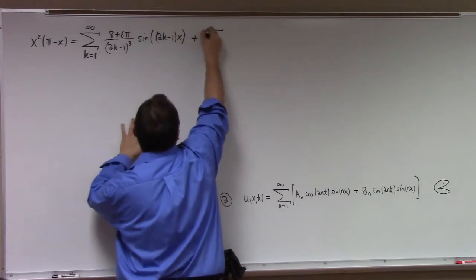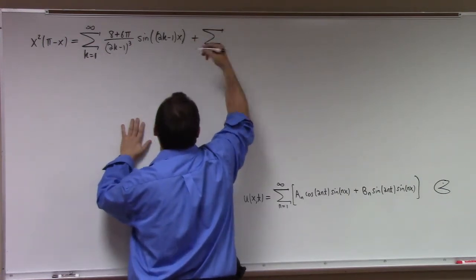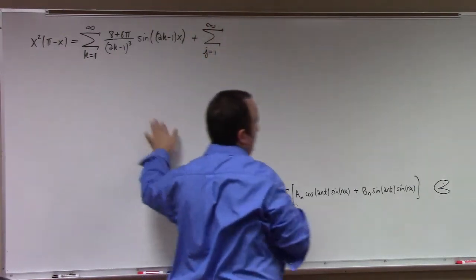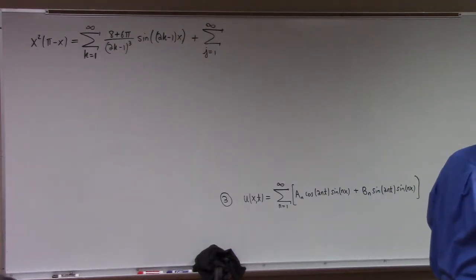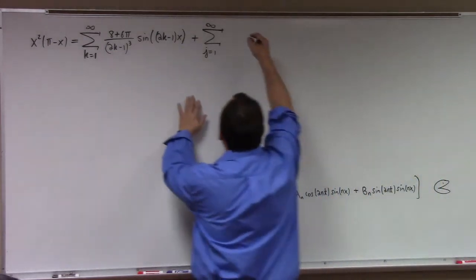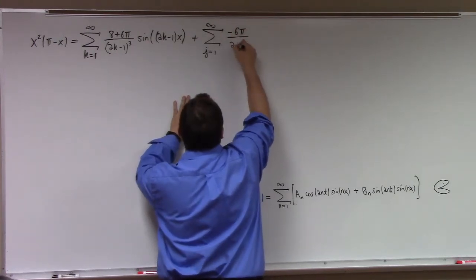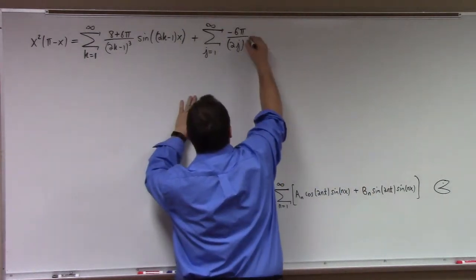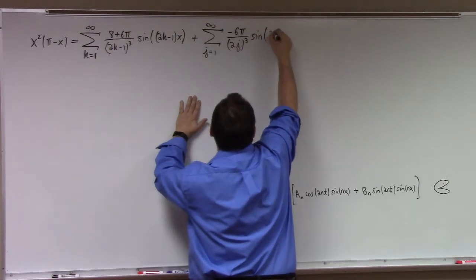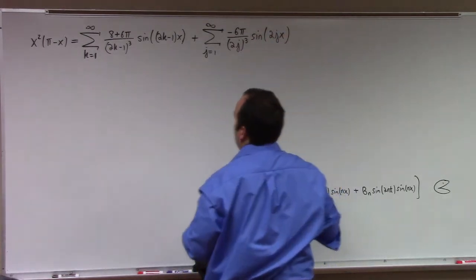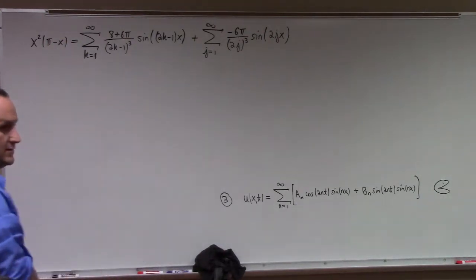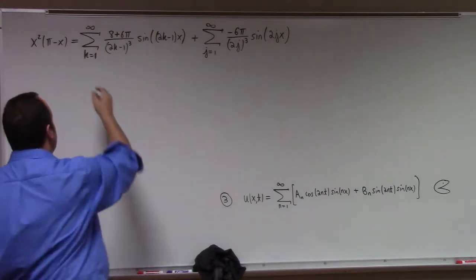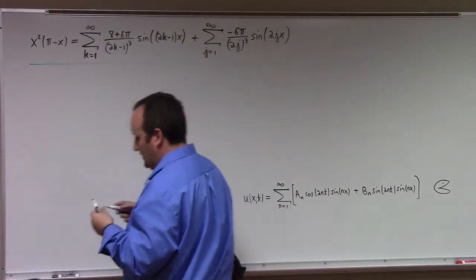And then plus the sum, I'll do a j instead of a k this time, j equals 1 to infinity of, I've converted my k to a j, so I've got minus 6 pi over (2j) quantity cubed, and then the sine of 2jx. All right, this is the Fourier technique. I have written my initial condition as a sum of sines. There it is. That's the Fourier technique.